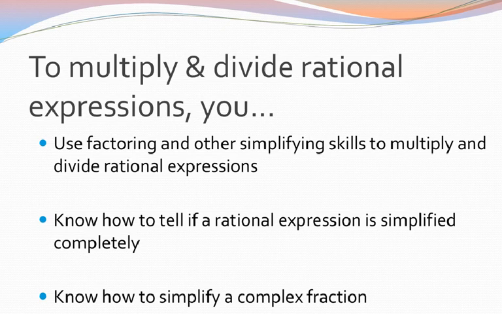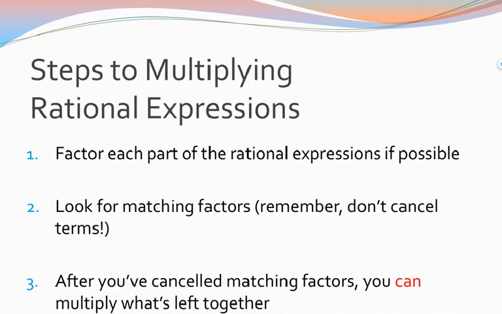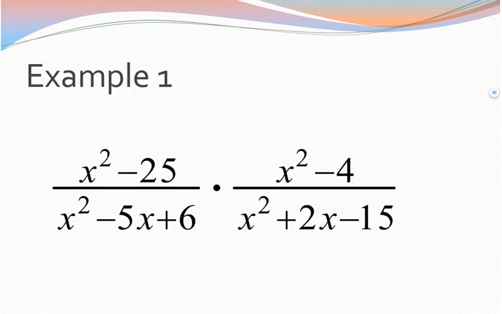You need to know how to tell if a rational expression is simplified completely, and you need to know how to simplify a complex fraction. Steps to multiplying rational expressions: you just factor each part of the rational expression if possible. Look for matching factors. Remember, don't cancel terms, just cancel factors. And after you've canceled matching factors, you can multiply what's left together if it looks like that would be a good thing to do. It's kind of optional.